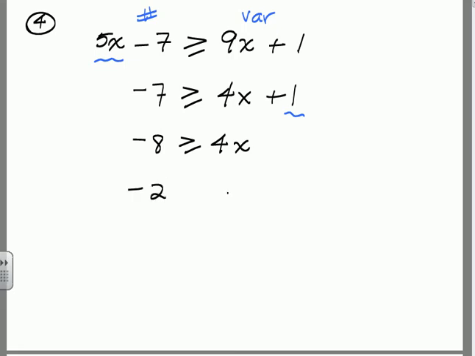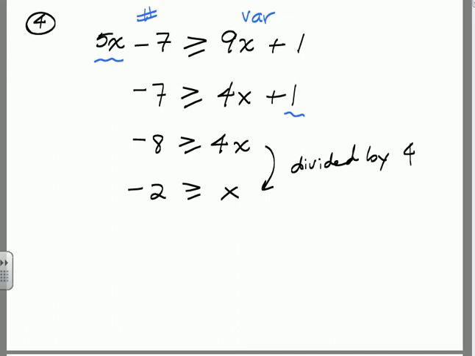Negative 2x. Do we have to change the direction of the inequality? To go from this step to this step, we divided by a positive 4, so we're good. We don't have to change direction, so it's still greater than or equal.